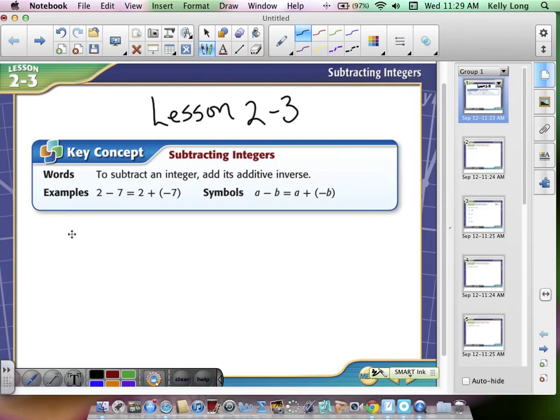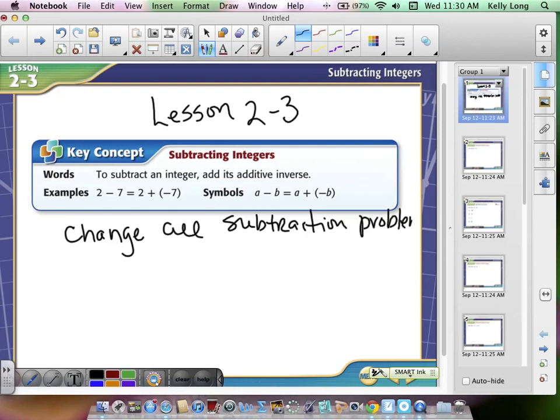Okay, so write this down. You're going to change all subtraction problems. Sorry, my handwriting is so bad. I am writing on that airliner. Change all subtraction problems to an addition problem.